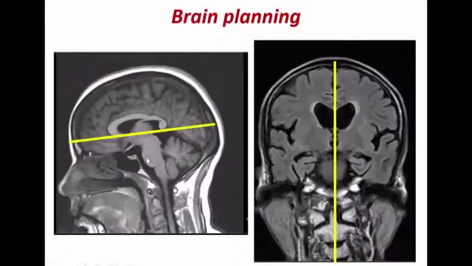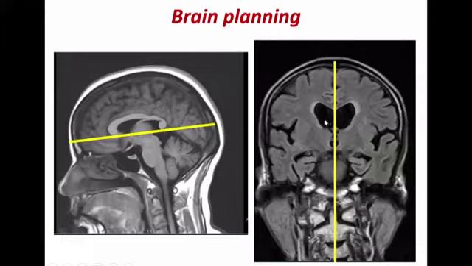In an MRI brain, as you all know, when it comes to routine brain planning, you will plan axial sections parallel to an imaginary line joining the genu and splenium of the corpus callosum. And you plan sagittal sections parallel to the interhemispheric fissure. Fine, everybody is aware of this.